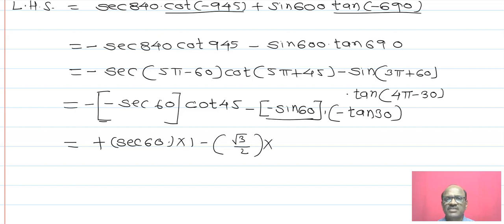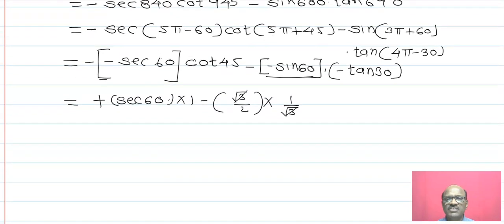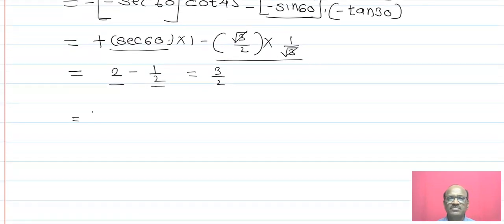Minus minus will become plus. Sec 60 into 1 into minus sine 60 is root 3 by 2 and tan of 30 is 1 by root 3, and overall sec 60 is 2 minus 1 upon 2, and it is 3 by 2. That is equals to RHS. Hence the LHS is equals to RHS.